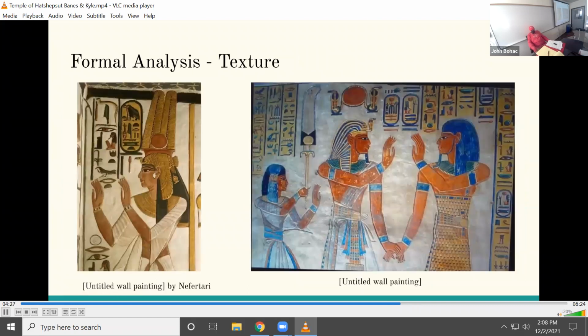Here are some examples of texture on some of the wall paintings seen again. The one on the left has really nice texture on the headpiece. It looks like an actual thing you could feel. This goes for the paint on the right, the clothing, and even the headpiece on all three of the figures, which gives the opportunity that we could touch it.